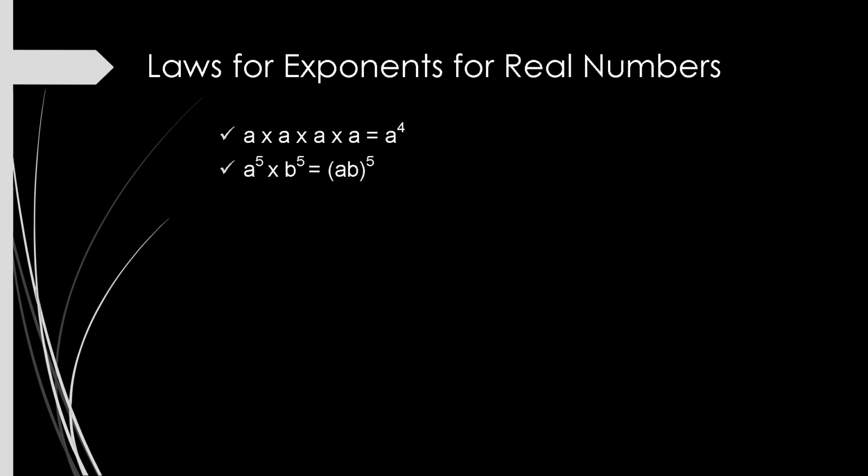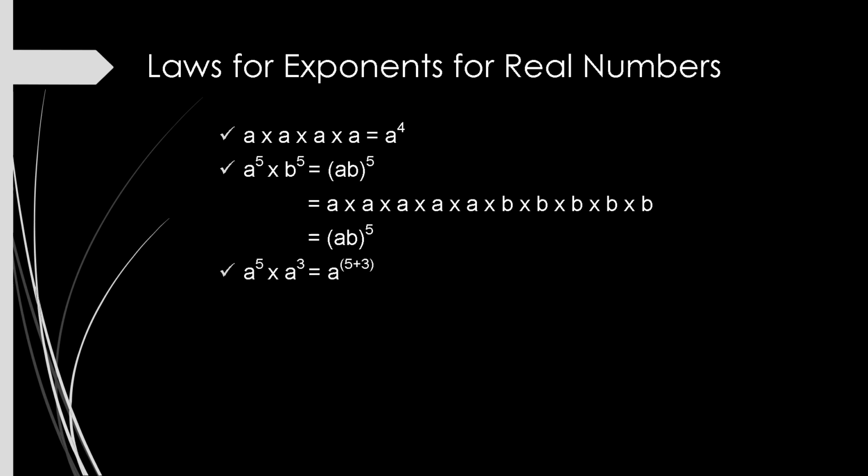Now the second rule is, if a raised to power 5 is multiplied by b raised to power 5, this is equal to (a into b) raised to power 5. That is, if the powers are the same, then the bases can be multiplied and the power can be written only once. So this is shown over here. In this we have written a 5 times and then multiplied by b 5 times. So this becomes (a into b) raised to power 5.